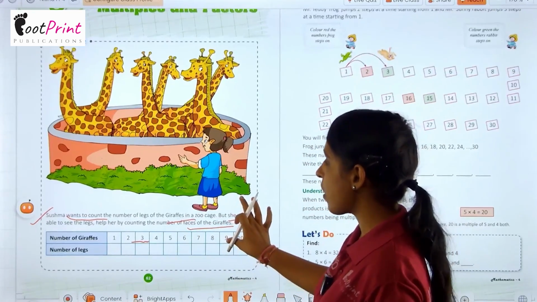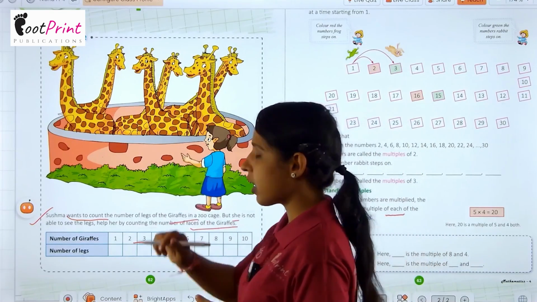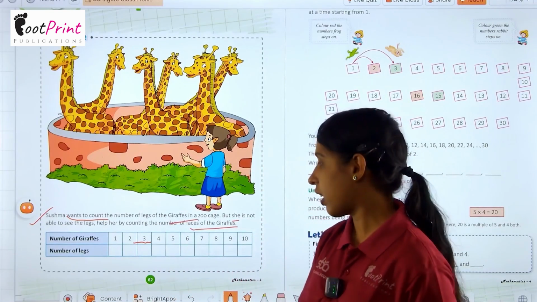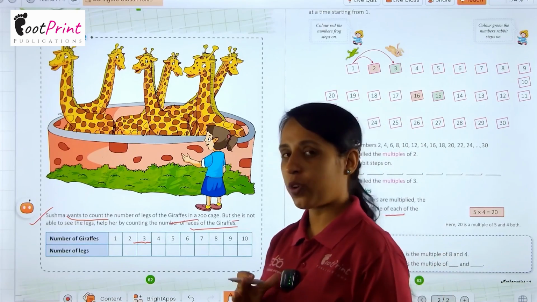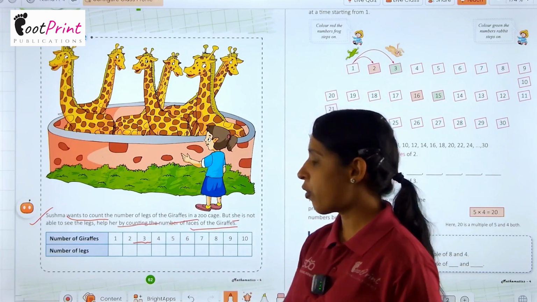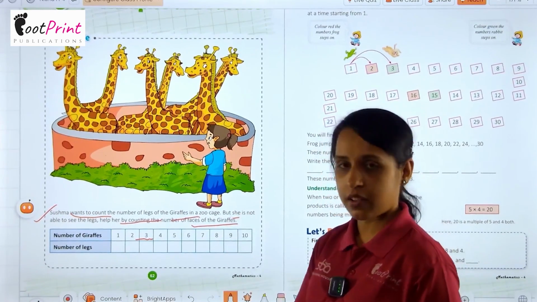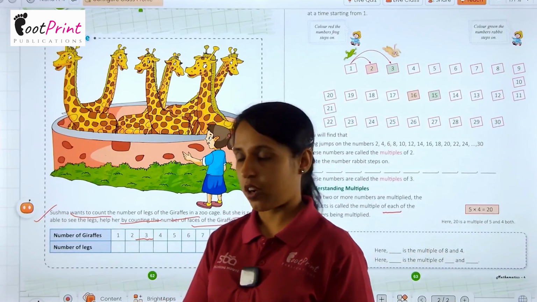तो हमें क्या करना है, सुषमा जू में गई और वहां पे उसने कुछ जिराफ्स देखे हैं, उनके नंबर ऑफ लेग्स वो काउंट करना चाहती है, लेकिन she is not able to see the legs of giraffe. So we have to help her to count the number of legs according to the number of giraffes.